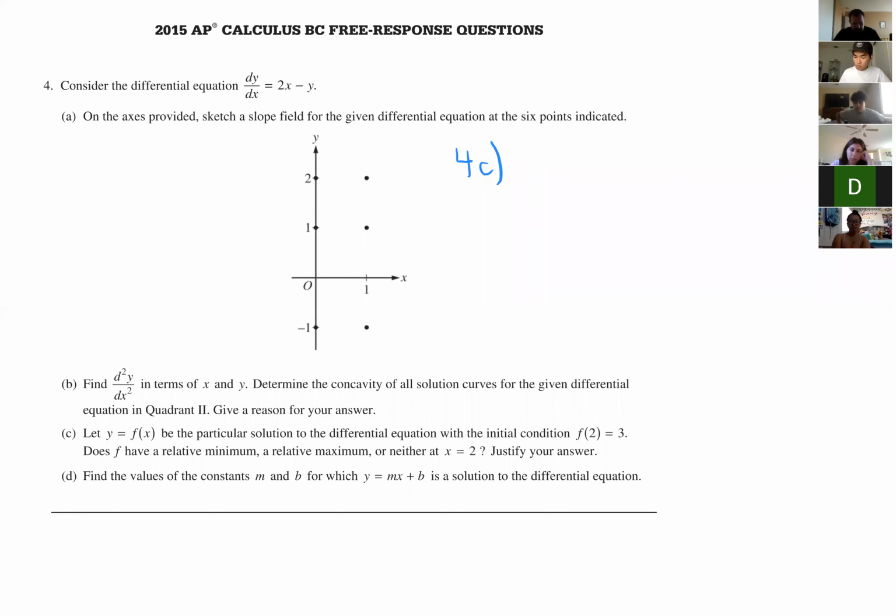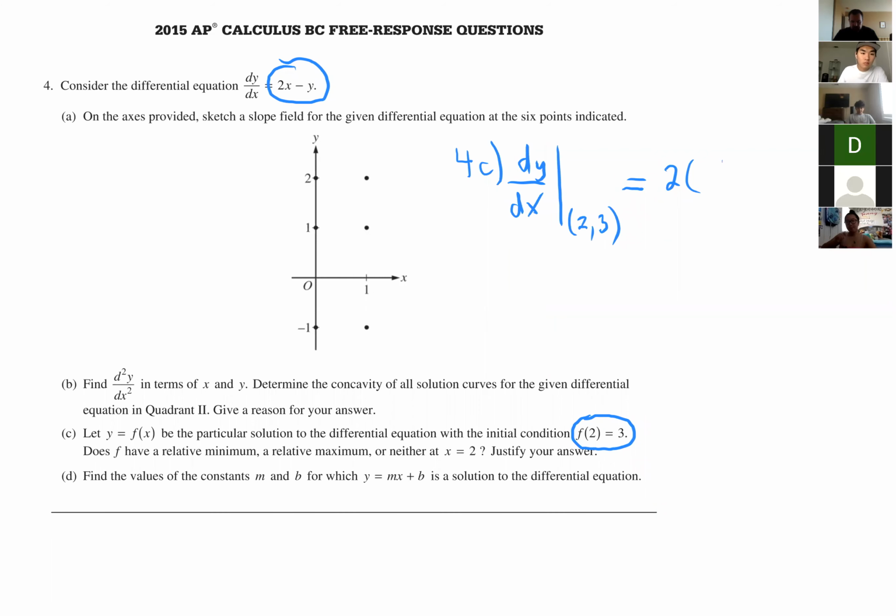Here it's asking about whether it has a relative max or a min. So right away you should think, I have to find the derivative and set the derivative equal to 0. So the derivative, I'm going to write that as dy over dx. At this point, you're working with an x and a y coordinate. So this is the point (2, 3). And we're given an equation up here for dy over dx.